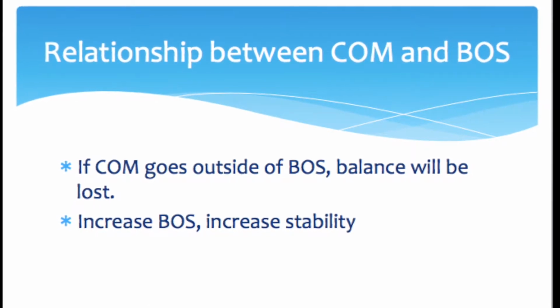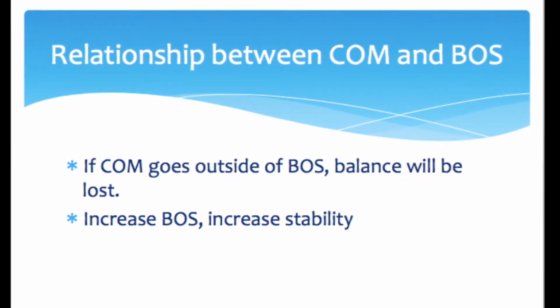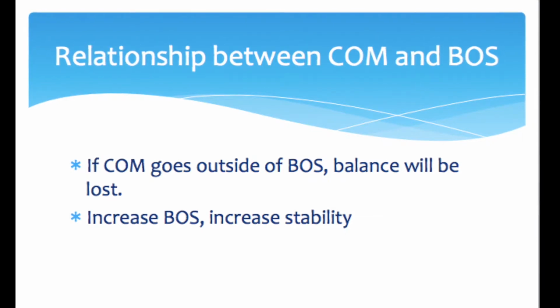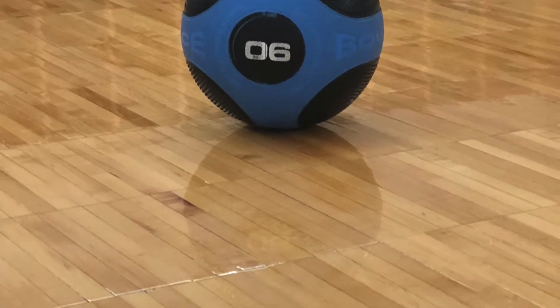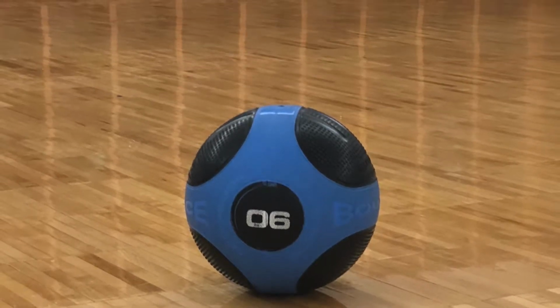If your center of mass were to move outside of your base of support, balance would be lost. This goes to show that the larger the base of support is, the less likely the center of mass is to fall outside of the base of support, which in turn makes a system more stable. Thus, if the woman increases her stance, she will increase her base of support and become more stable.